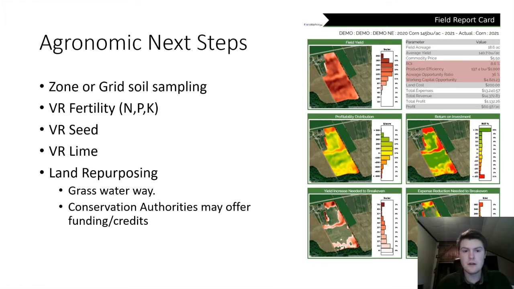Or lastly, you can consider land repurposing measures. If there is a lot of non-profitable areas, you can definitely consider land repurposing. I know that conservation authorities might offer funding or credits upwards, I've heard, to $500 an acre sometimes. So that might be a better option. Instead of losing money on those acres, cover them, have them maintain the soil structure, reduce erosion. Maybe a grass waterway might be the answer for some of these cases. So there definitely is a lot to consider when looking at these profit maps going forward and acting on them.